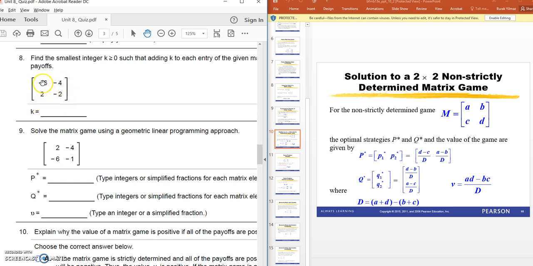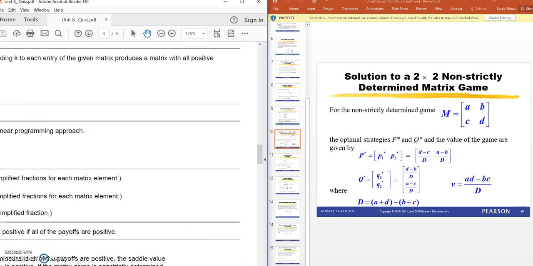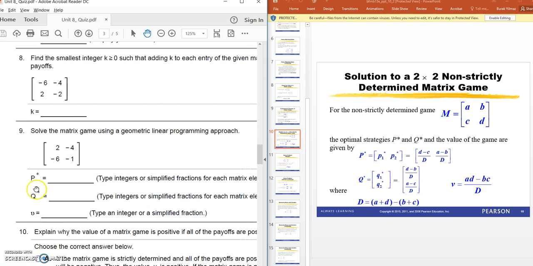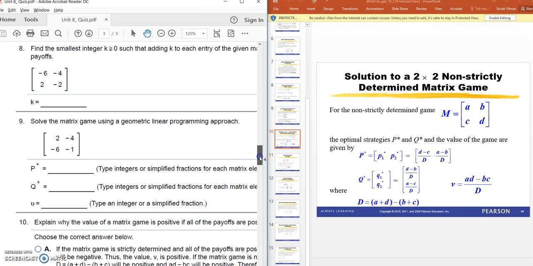So you need to basically locate the smallest entry, which is -6, because that's smaller than -4 and -2 and 2. So what should you add to make it positive integer? You're not trying to make it 0, you're trying to make it 1. So -6 plus 7 would give you 1. That means k equals 7 should be added to each entry to make this matrix with all positive payoffs. So k equals 7 for number 8.